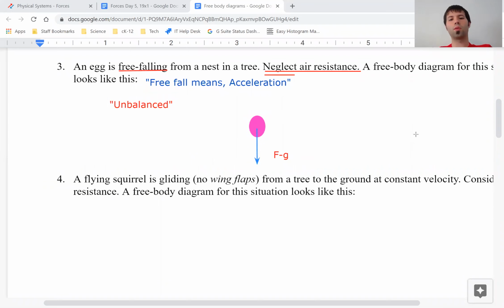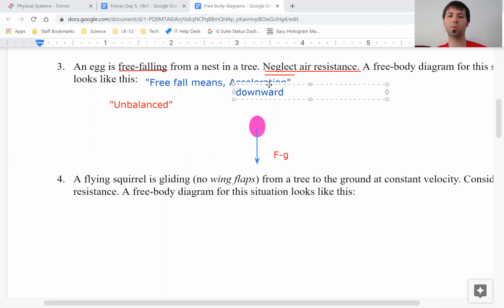Now let's think about what other forces would be acting on this object. Well, whenever an object falls, we know there's air resistance. Oh, wait, it says neglect air resistance. Okay. Well, whenever something is free falling, it means there's acceleration. In particular, there's acceleration downward. And this sentence doesn't mention anything else. So I think we're done. And actually, we are done.